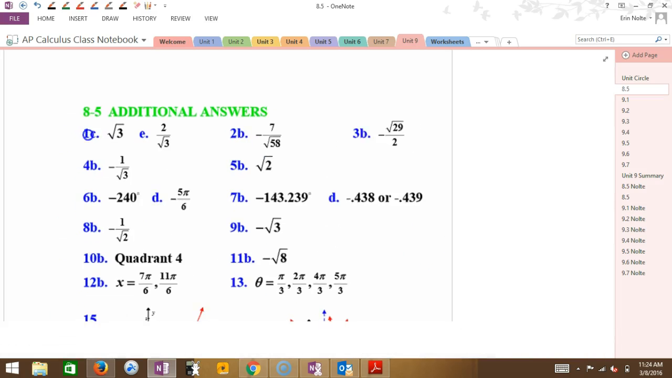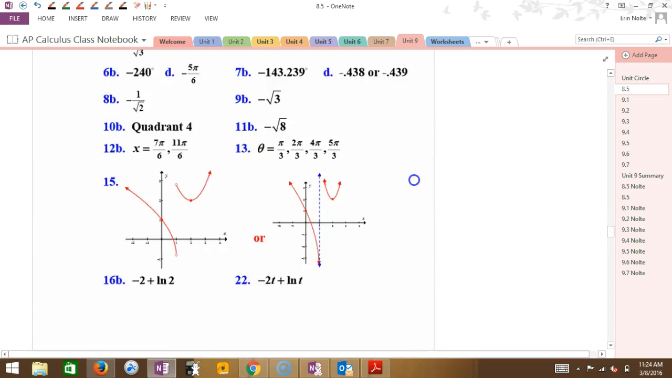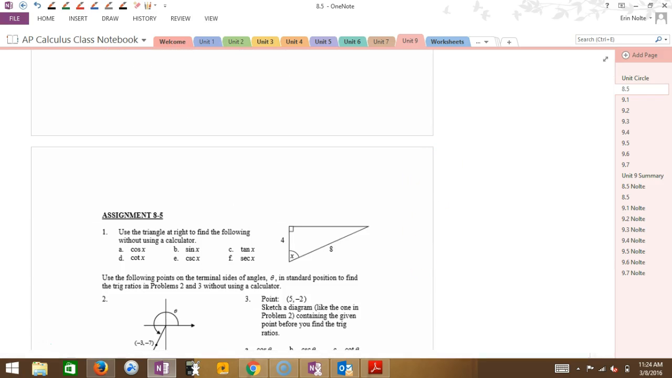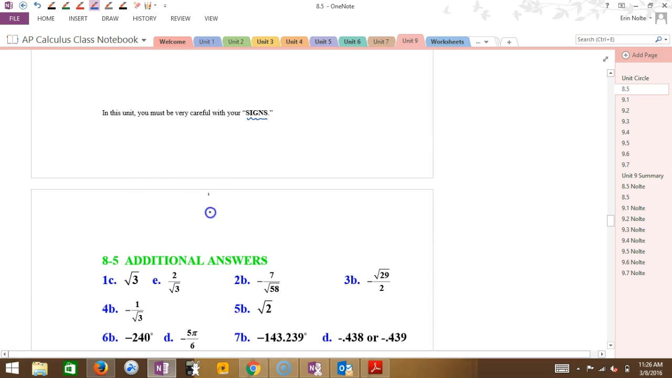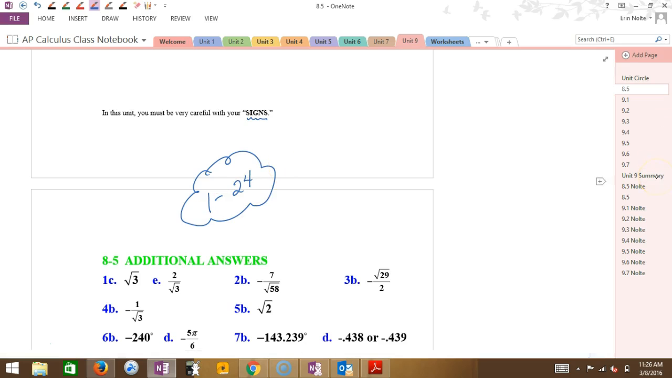So for this assignment, hold on, I'm going to look through this. Okay, so what I'm going to have you do is I'm going to have you do this whole assignment, 1 through 24, mostly because it has great review, and since you have a few extra days, this will be a perfect time for you to go over and review those other topics. Alright, we'll see you soon.